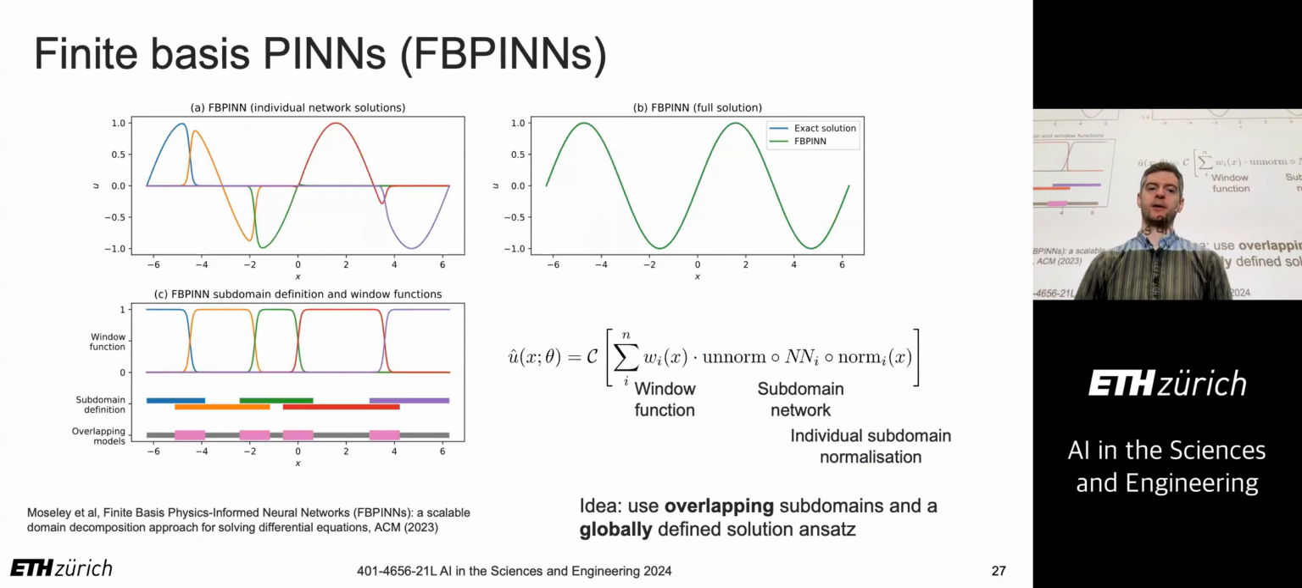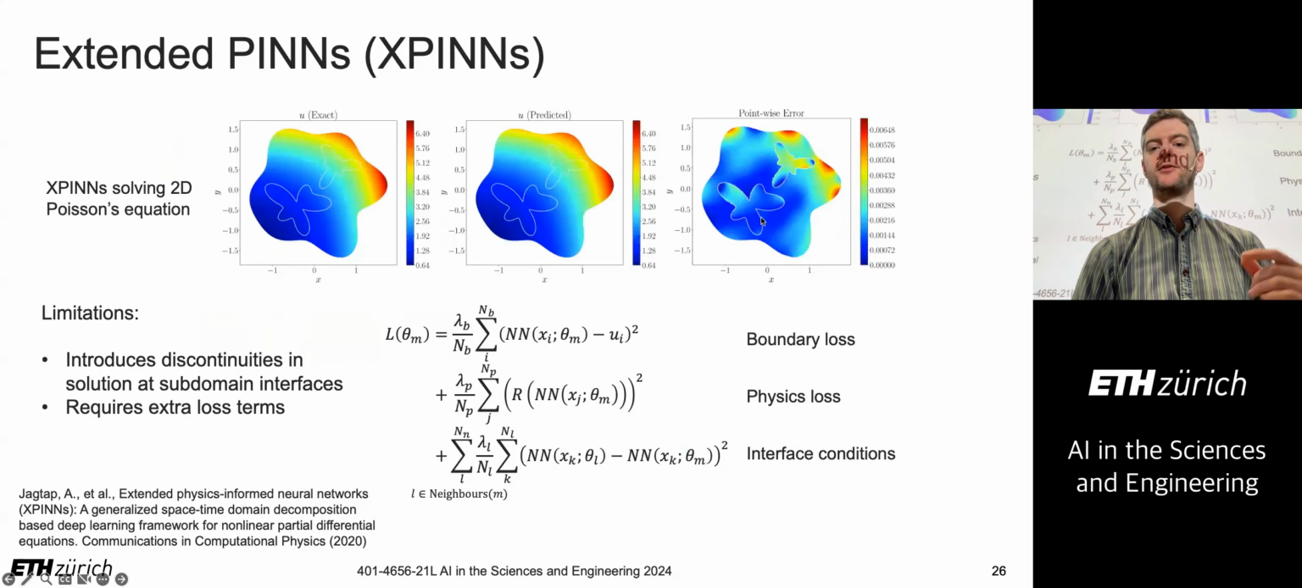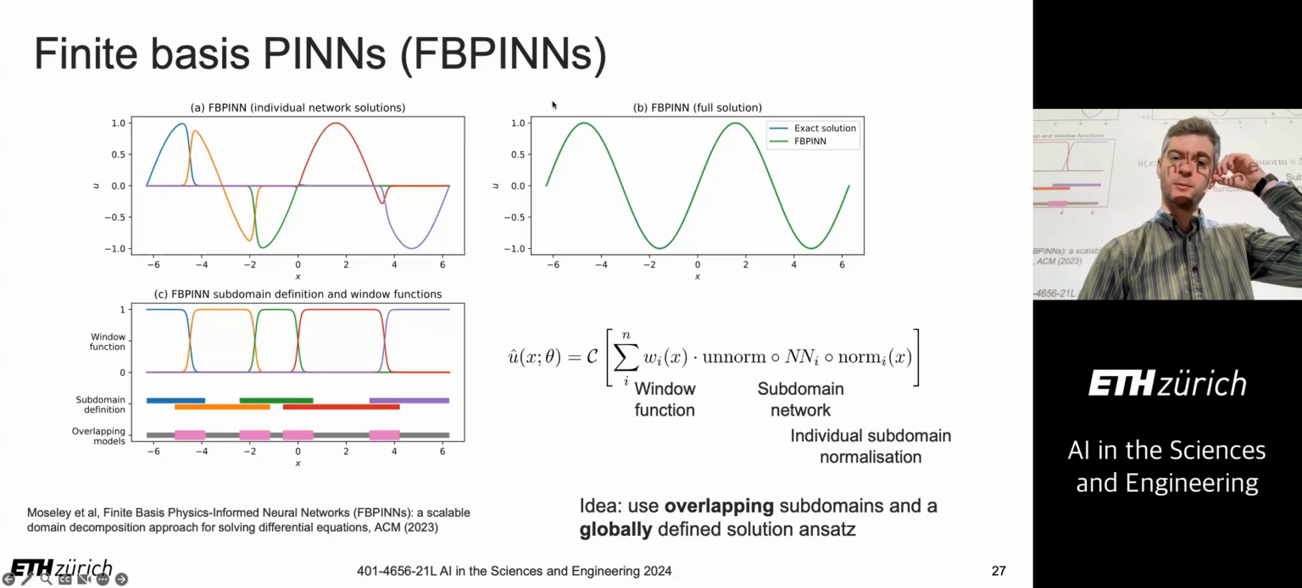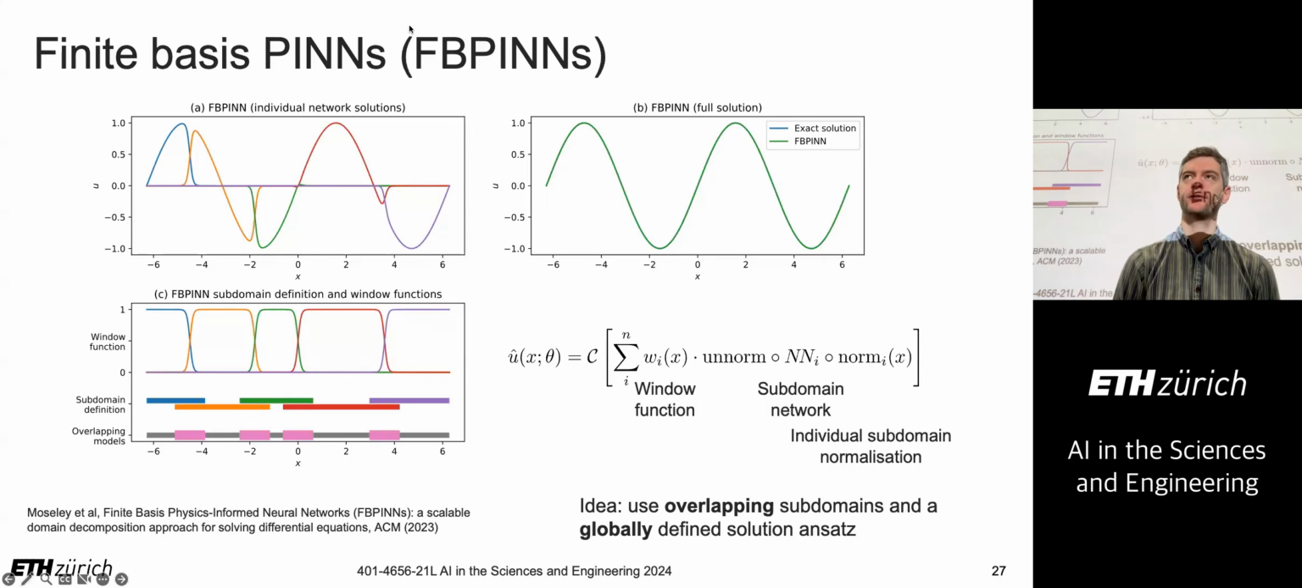So I'm going to describe now a different approach, which is the same idea. So we're using domain decomposition and having a separate neural network in each subdomain when we're training the PINN. But the difference here is that we don't want to have these discrete jumps in the solution at the interfaces. And so this is some work that we did. We proposed finite basis physics informed neural networks. And so how are they different to these extended PINNs?